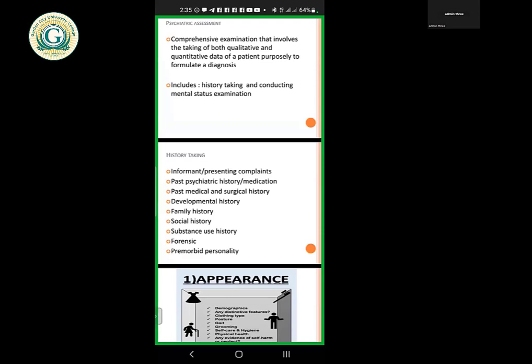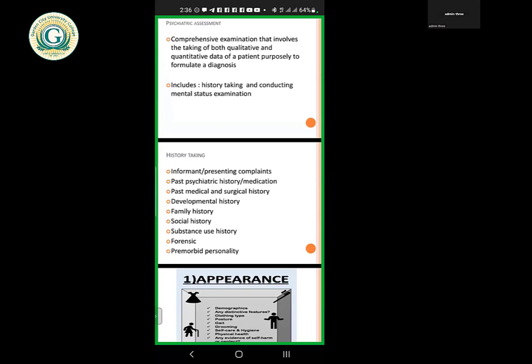So apart from the informant, you just move to the past psychiatric history. Now, the patient has given you the information concerning what is happening to him now. Now, you want to go back into time and ask that, okay, so for how long has this condition been for you? How long has it been in terms of duration? And when did it start? We want to know the onset. Is it insidious? Is it gradual? Or is it chronic? You want to understand how it started.